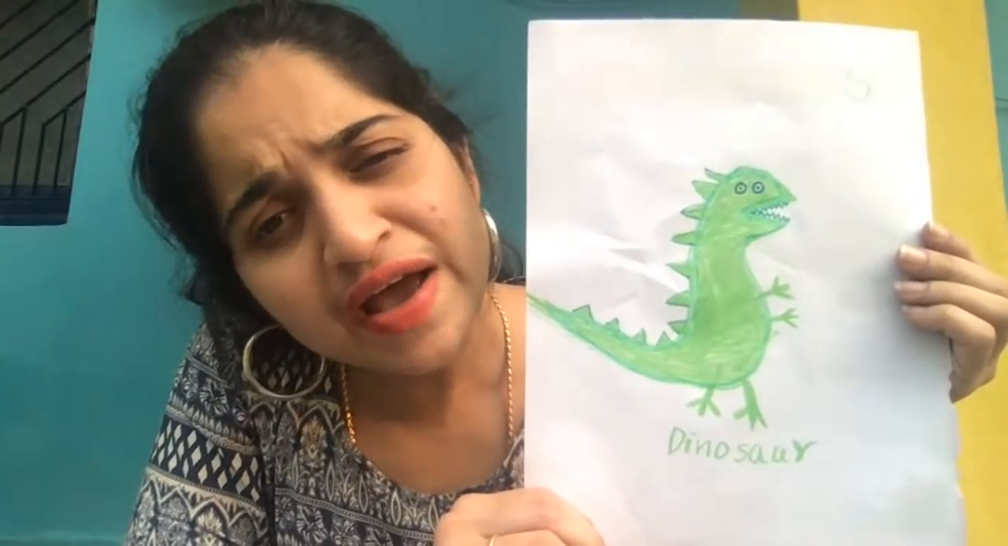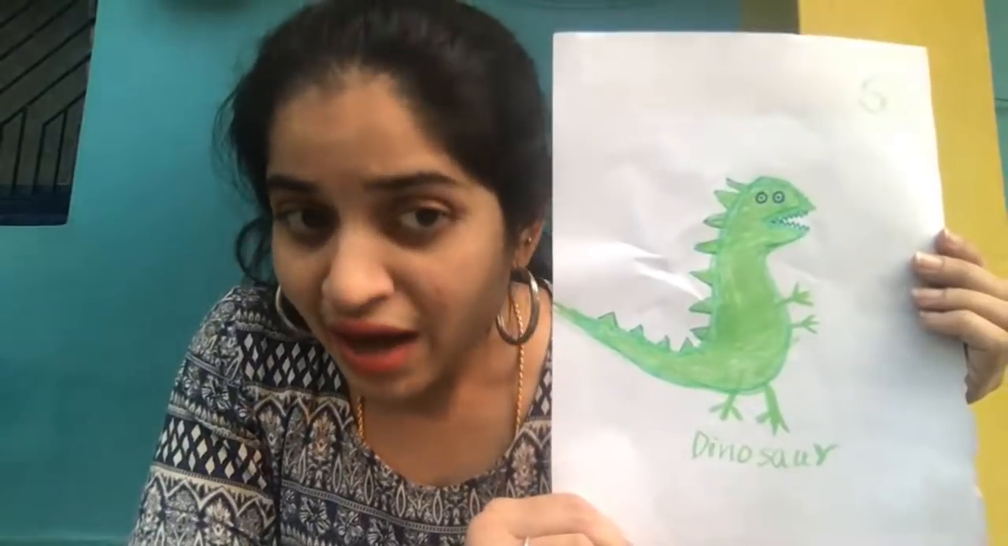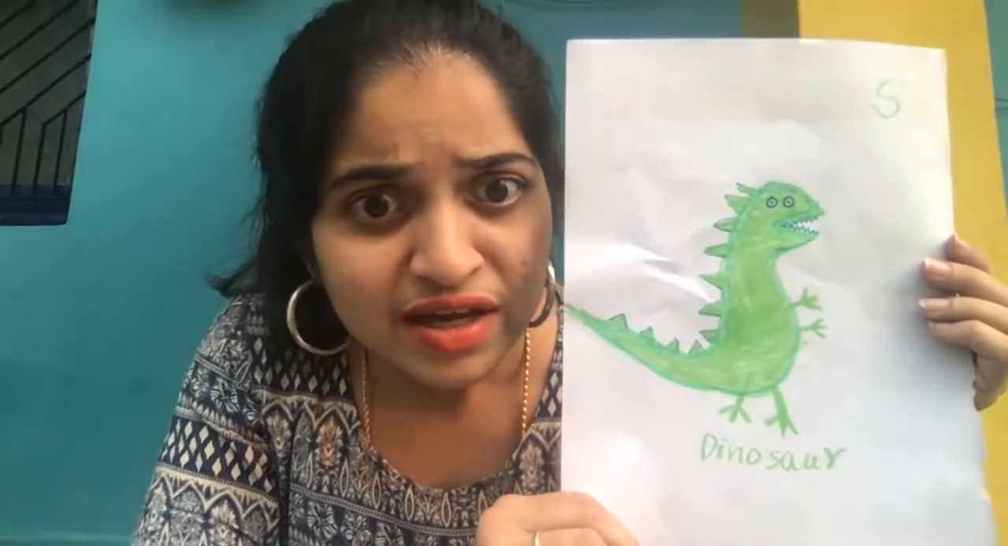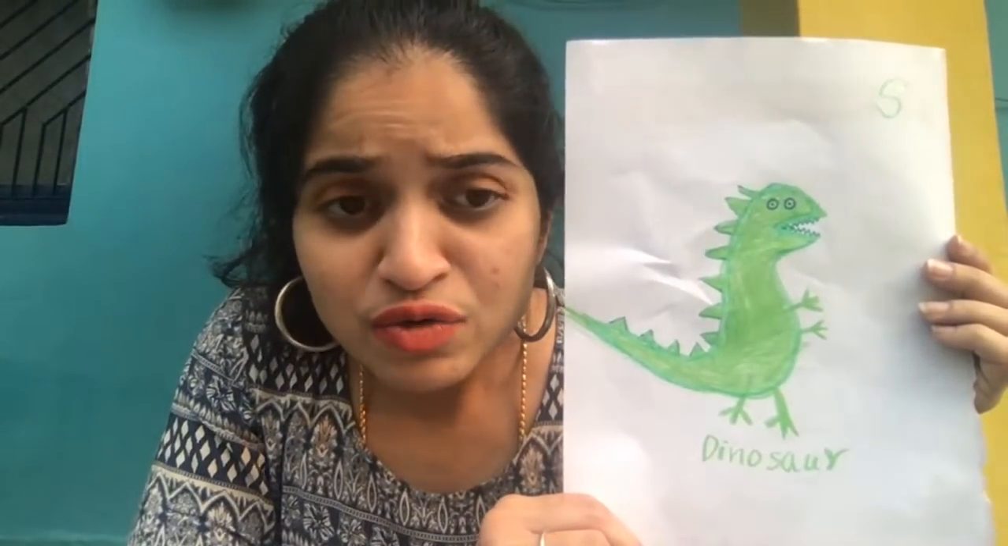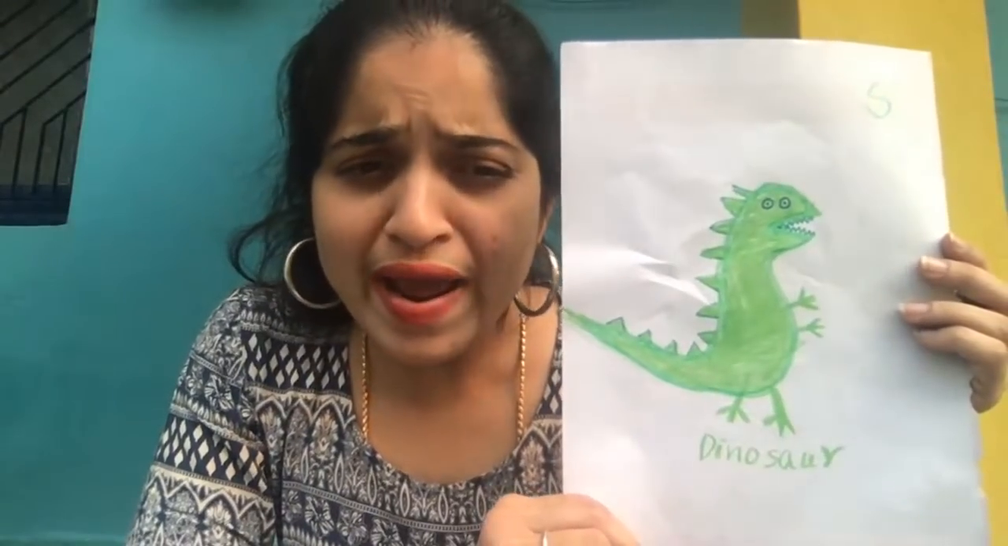Dinosaurs used to be there really some hundred million years ago, but now there are no dinosaurs. Do you know, children? Dinosaurs were really very huge creatures which lived on Earth. And if they were there, we wouldn't have lived now. They would have eaten us all up by now. So dinosaurs are not there anymore.